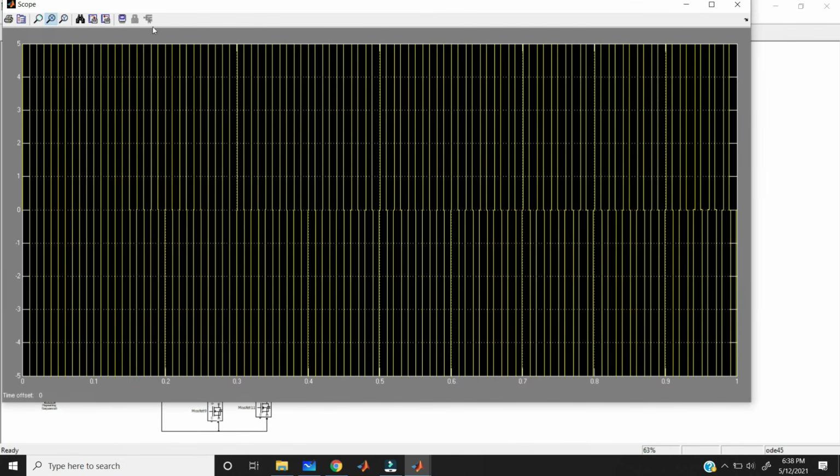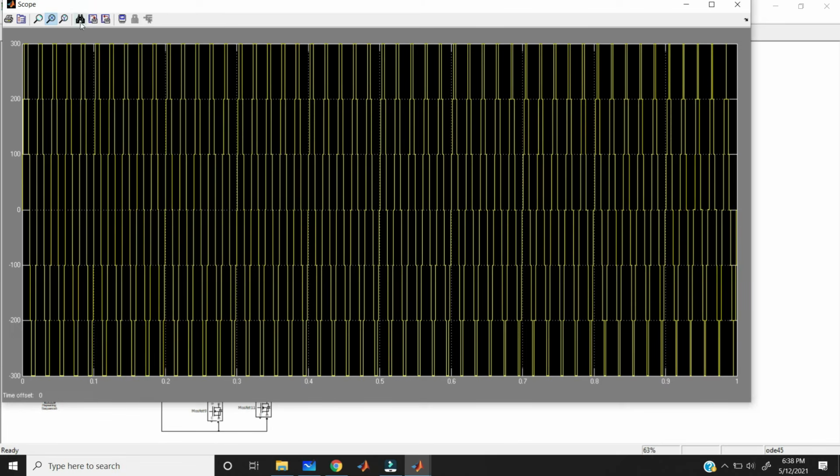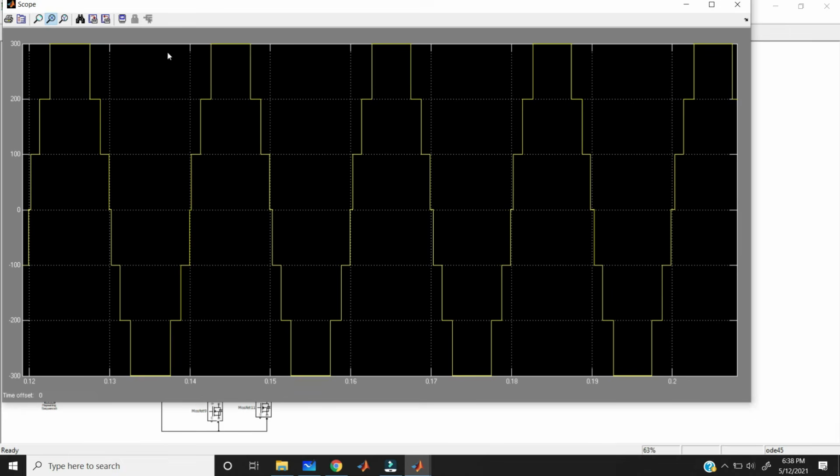Then you can get the 7 level inverter. These are the 7 level. If you are unable to see this one, just zoom this one. Okay, these are the 7 level.